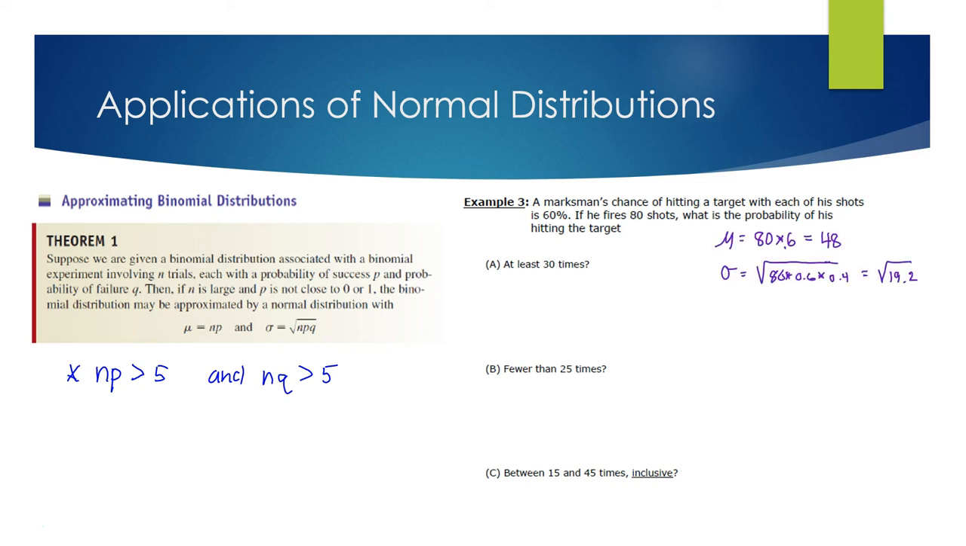Well, n times p I already figured out was 48. For the standard deviation, I do 80 times 0.6 times 0.4 and take the square root, so I end up with the square root of 19.2. I'm going to keep it like that for the time being because it's not really a nice number to deal with. It's irrational, and I'd have to round it, and I try to avoid rounding as much as I can. So we'll find the probability that he hits the target at least 30 times.